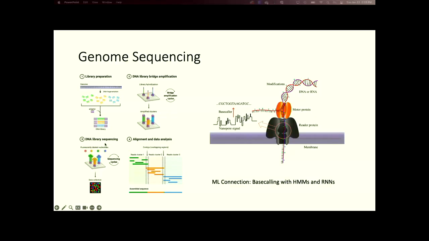And then once we have these sequences, we often have 150 to 250 base pairs on each end of the paired end read.